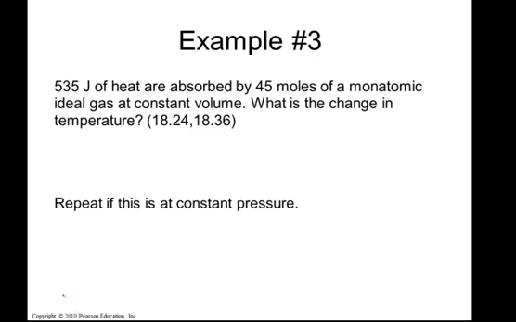Okay, this is another example. In this case, I have 535 joules of heat, and it's absorbed by 45 moles of a monatomic ideal gas at constant volume. And they want to know what's the change in temperature. So in this case, I'm at constant volume, and this is like 18.24 and 18.36 on your assignment. If I'm at constant volume, then work is P delta V, which means work is going to be 0.